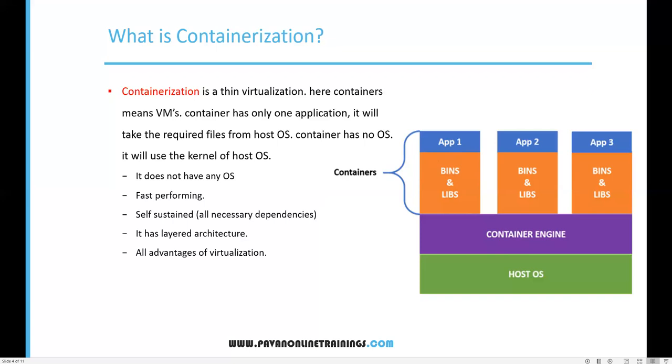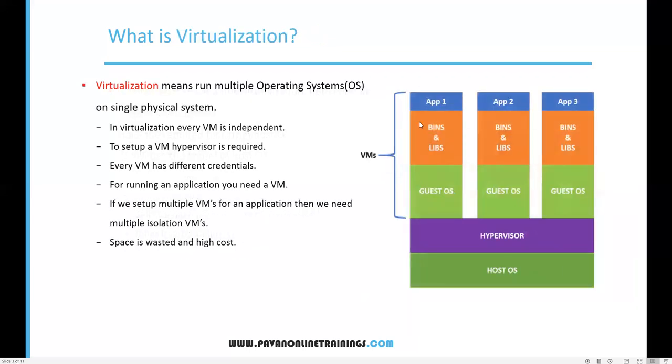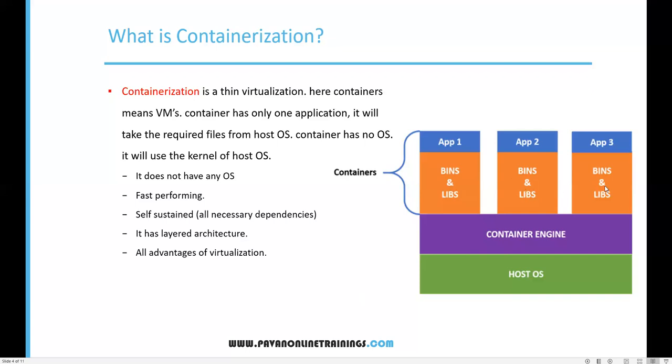And it is a layered architecture. First the OS is there, on top of it the container engine runs, and this container engine maintains all the containers within Docker. So all this comes under the Docker setup. Basically, this is the architecture of Docker. And we get all the advantages of virtualization. Whatever advantages we have in virtualization, the same advantages we have here: multiple setups and multiple configurations. So this is all about virtualization and containerization.